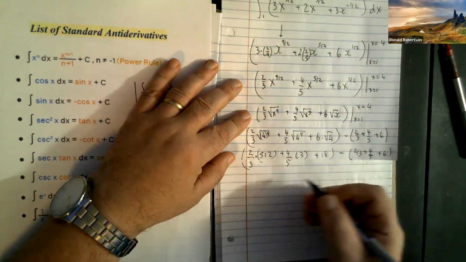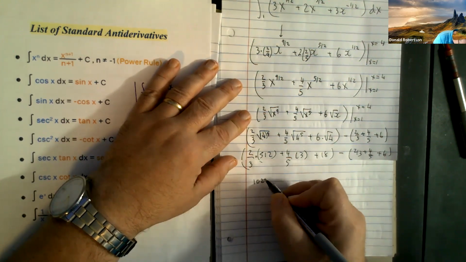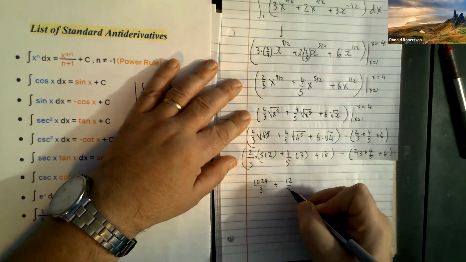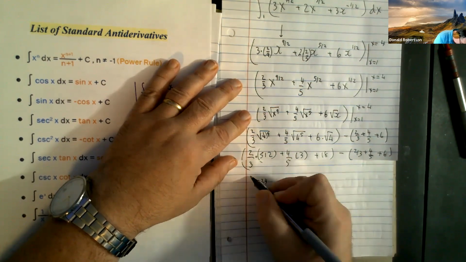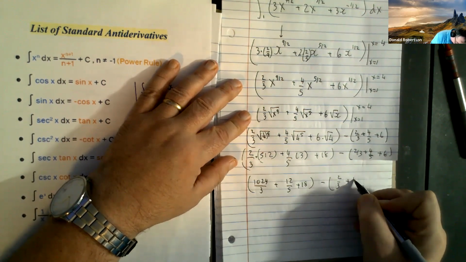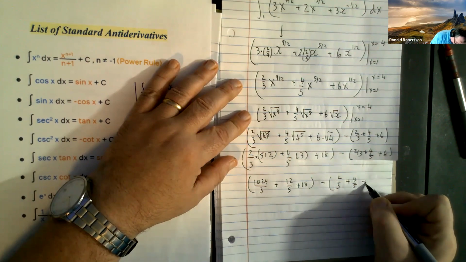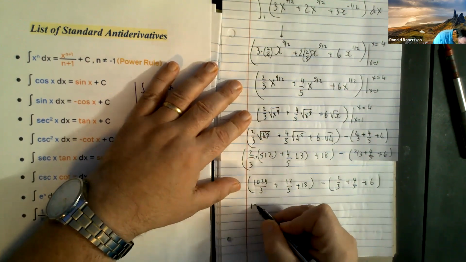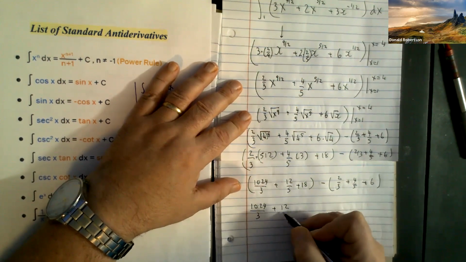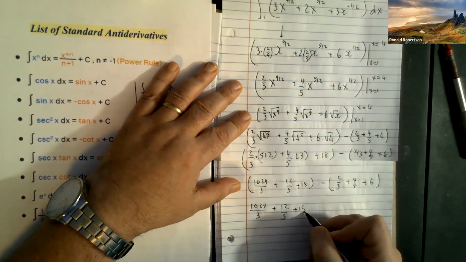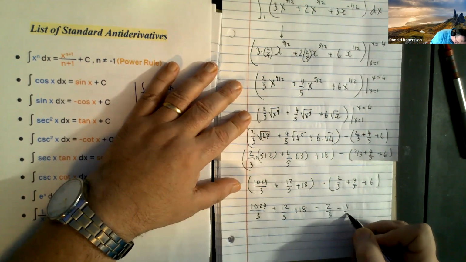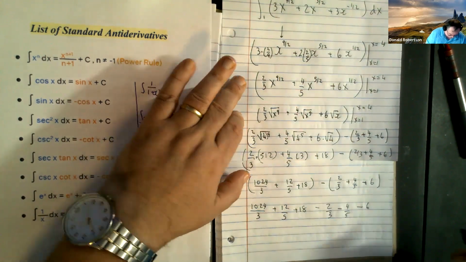And then much more, I guess I could do 1024 thirds plus 12/5 add 18. Take away 2/3, add 4/5, add 6. And so that's going to be this fella. Again, you do not need anywhere near as many lines as this. Take away each of these. So take away a 2/3 and a 4/5 and a 6.